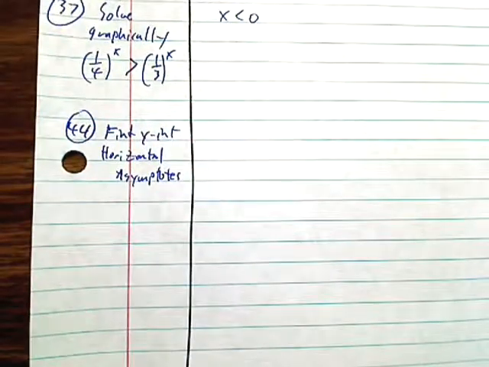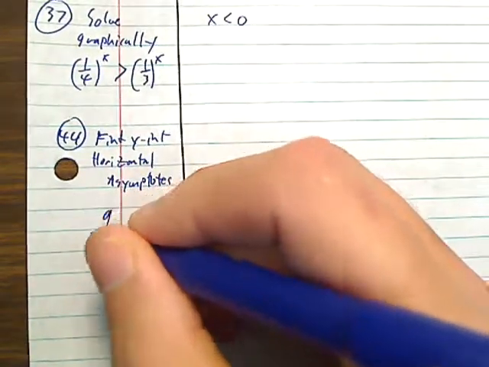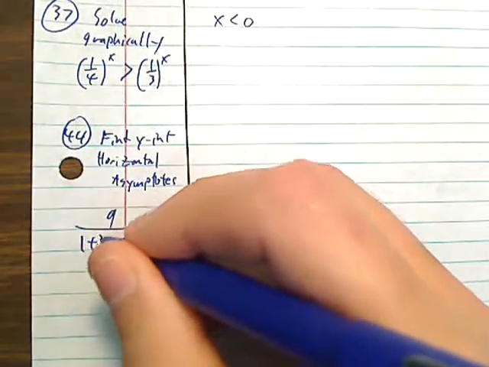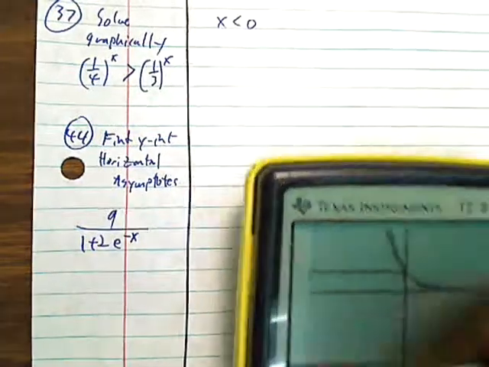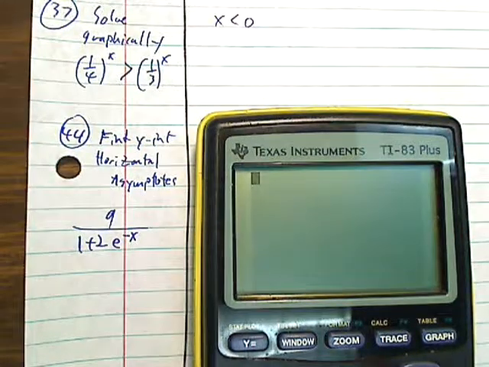Find the y-intercept and the horizontal asymptotes. So g of x equals 9 over 1 plus 2e to the negative x. Go ahead and graph it on your grapher and find those things. I'll pause this and give you a minute.